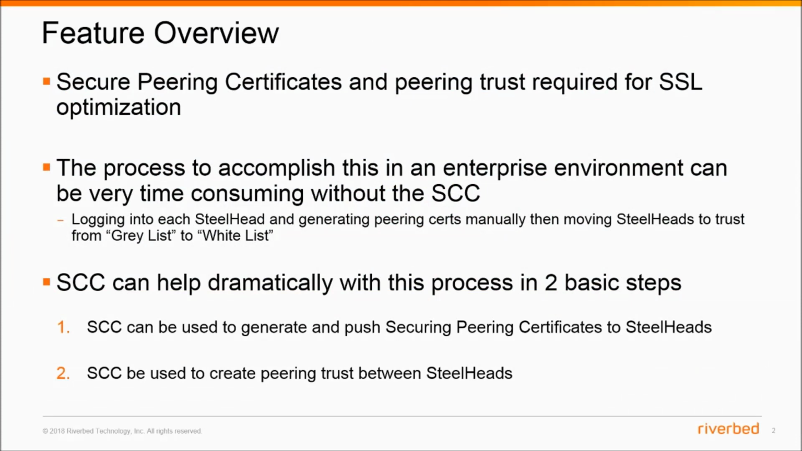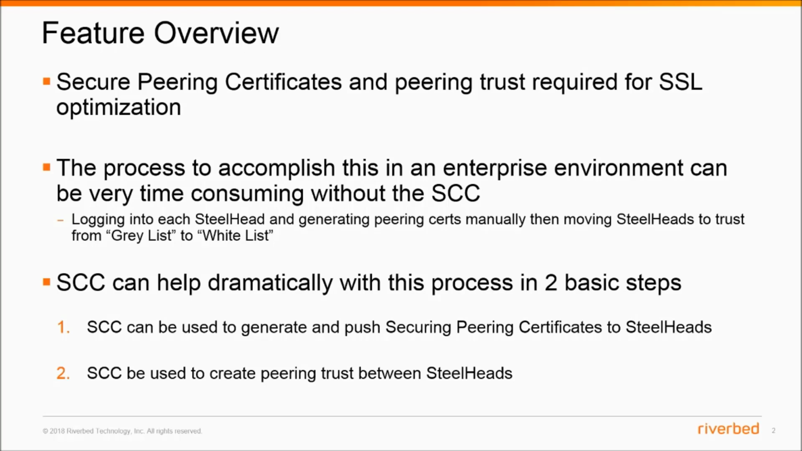As we all know, secure peering certificates and peering trusts are required for SSL optimization. The process to accomplish this in an enterprise environment can be very time-consuming without the SCC, since essentially you have to log into each Steelhead one by one and manually generate the peering certificates, in addition to establishing the peering trust between Steelheads, most commonly moving the Steelhead from the gray list to the white list, which means that you trust the Steelhead for SSL optimization.